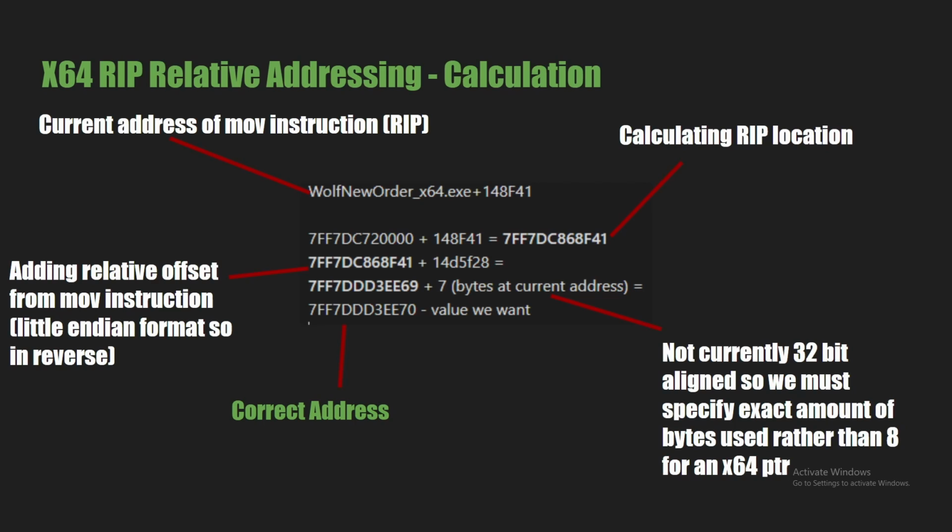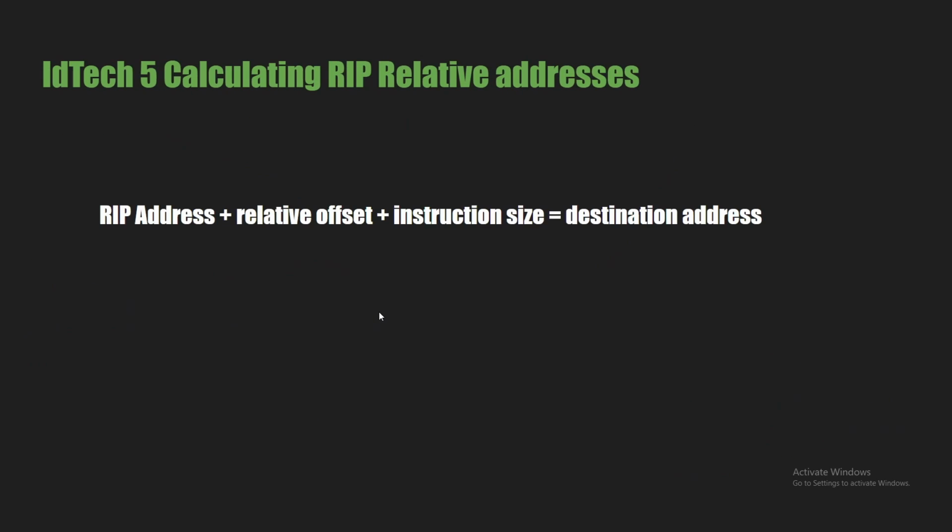We'll go over this now, but I'll show you this in a visual format so you can see it. But that is the correct location of our base class in memory, at least it was. So the actual math for doing that in the id Tech 5 engine, this can differ. Obviously, different engines use slightly different things. Some of them might be 32-bit aligned, things like that. But generally, this is what you're going to use. You're going to go from the RIP location plus the relative offset, and then plus the instruction size. So obviously, as I said, in our case, it was 7 bytes, but that's going to change, and that will give you the destination address of where you want to be.